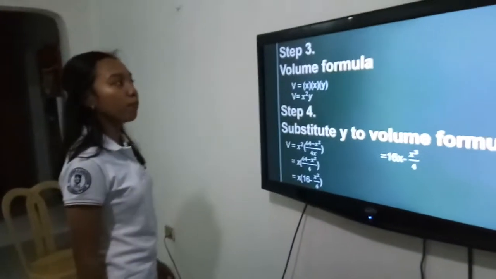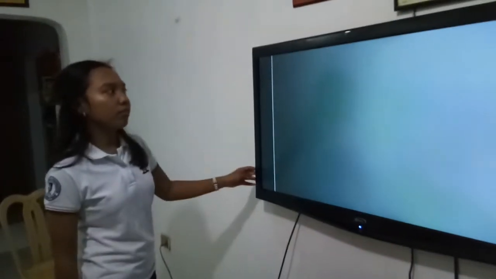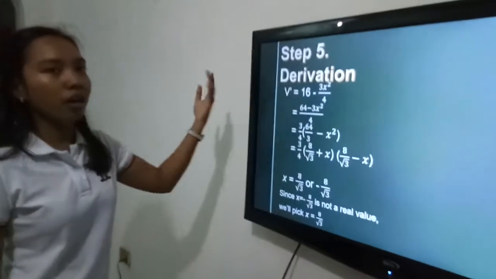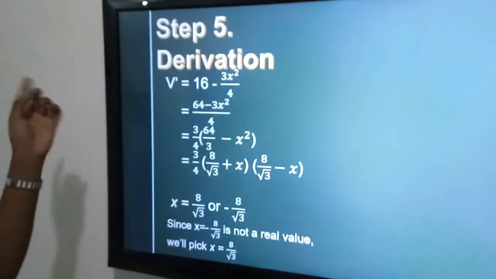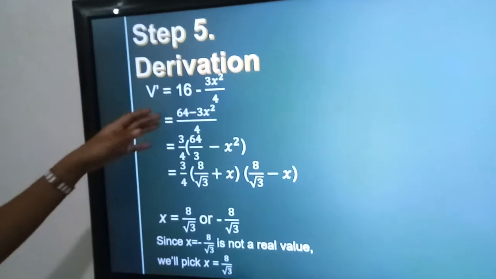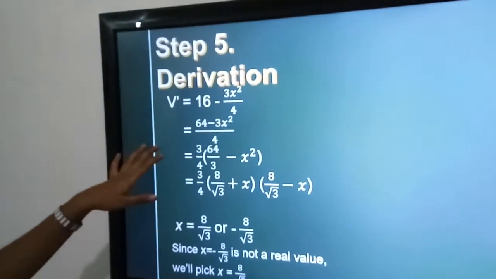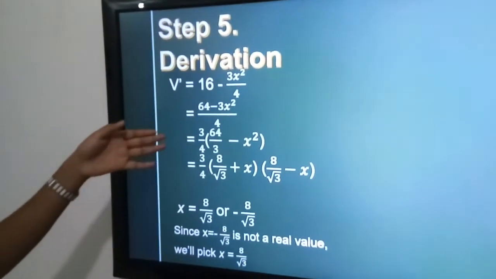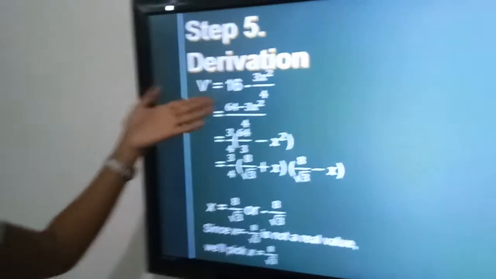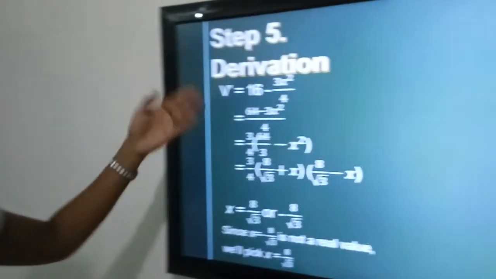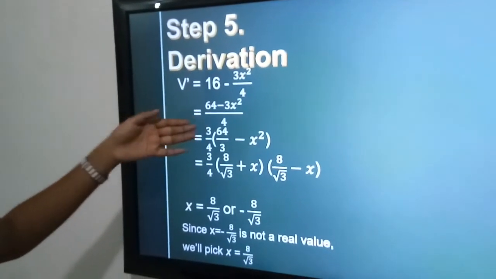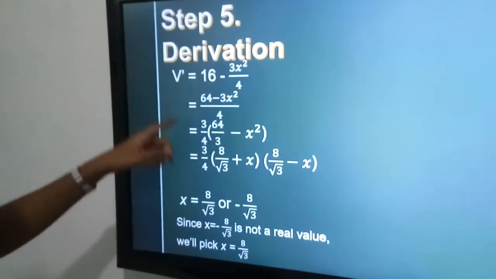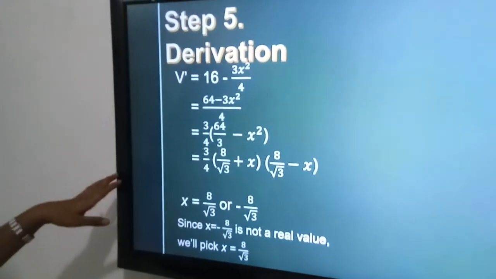And then for our step 5, we need to derive. Derivation. The V prime, the volume formula we had earlier, we already derived it, and the answer is 16 minus 3x squared over 4. Then, since we need to have the same denominator, so here is our product when we had to compute so that we can have the same denominator: 64 minus 3x squared all over 4.